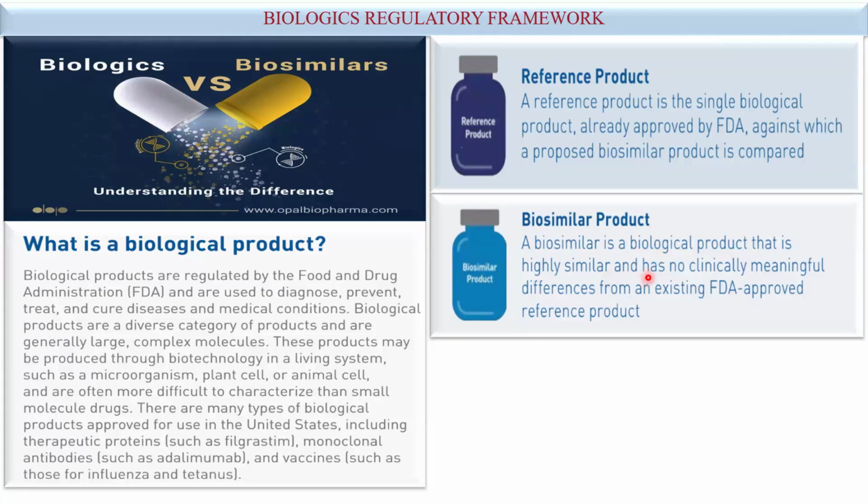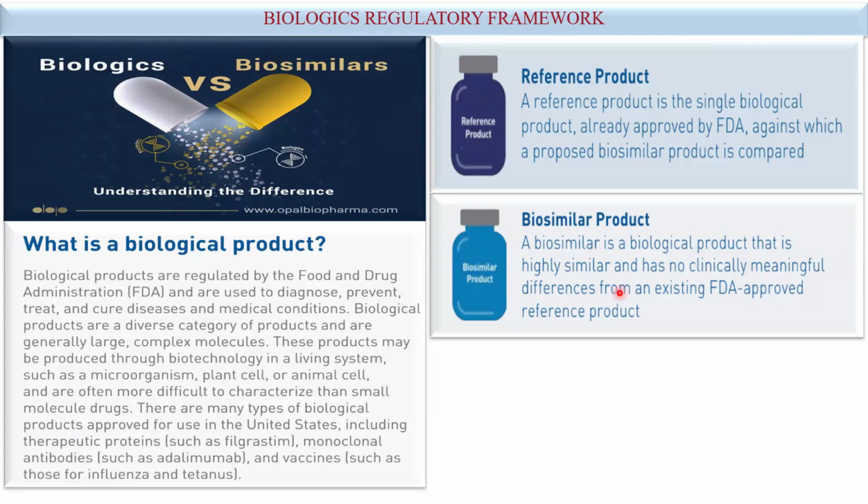Now, biosimilar product. A biosimilar product is one developed against a reference product. The definition says that a biosimilar is a biological product that is highly similar and has no clinically meaningful differences from an existing FDA approved reference product. When you did the quality comparison, it is similar. When you perform preclinical and clinical studies, also similar. There is no meaningful difference.